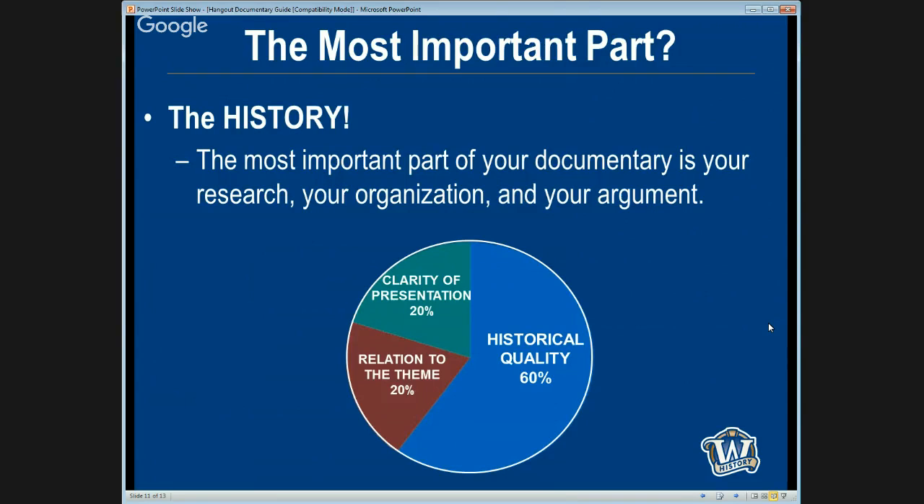Like we already said, the most important part is the content of your project, the history. This pie chart shows how judges weigh different aspects of your documentary. So be sure to spend the most time on your script and flow of your documentary, making sure that it's clearly understood and that it relates to the theme, and then think about the fancy details.